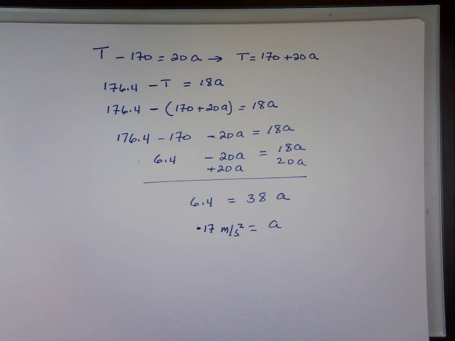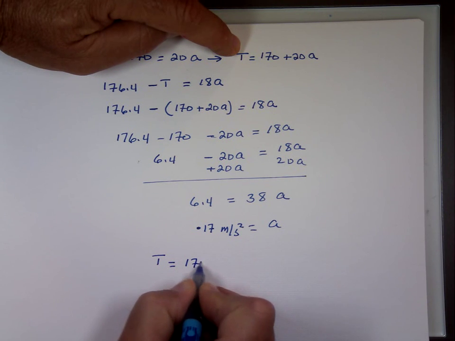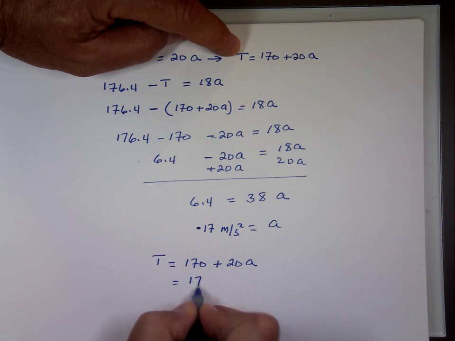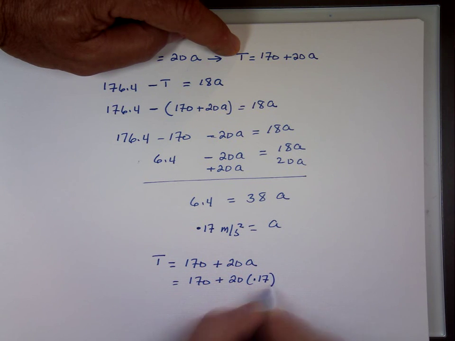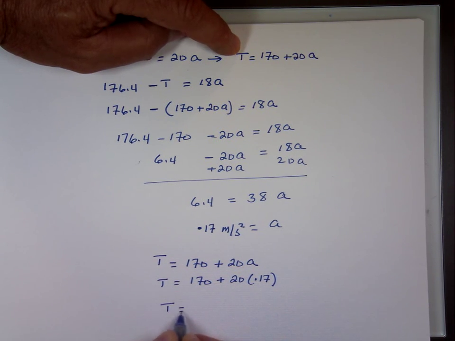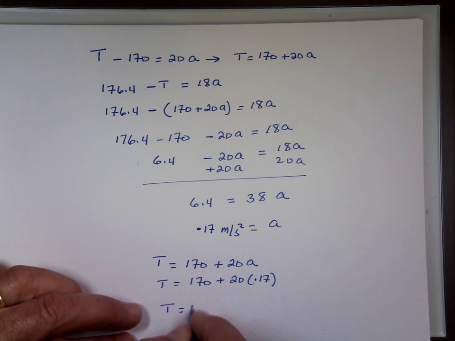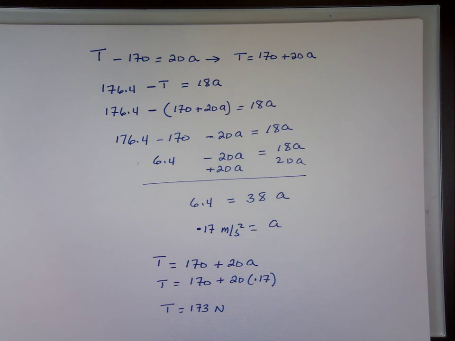If I know the acceleration, can I find the tension? Sure. Grab one of these equations. I can grab that top one. Tension equals 170 plus 20 times a. 170 plus 20 times 0.17 is 173 Newtons.